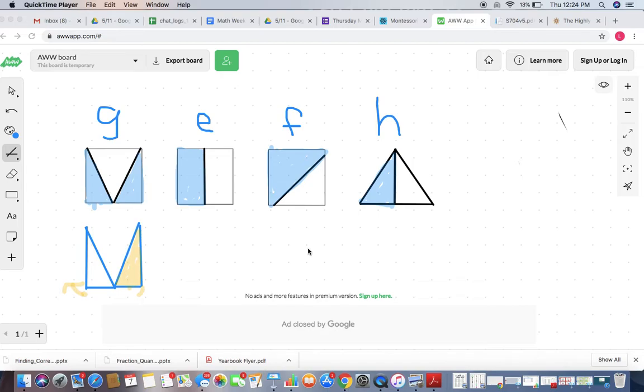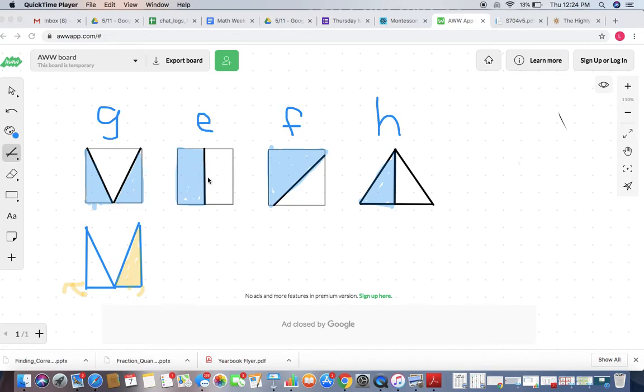All right, so today we're looking at these shapes that we have and seeing if they represent one half. So, is one half of each shaded? Now I got a little excited and I started with the most exciting figure first. So that's why you see G. But let's go ahead and start with E.